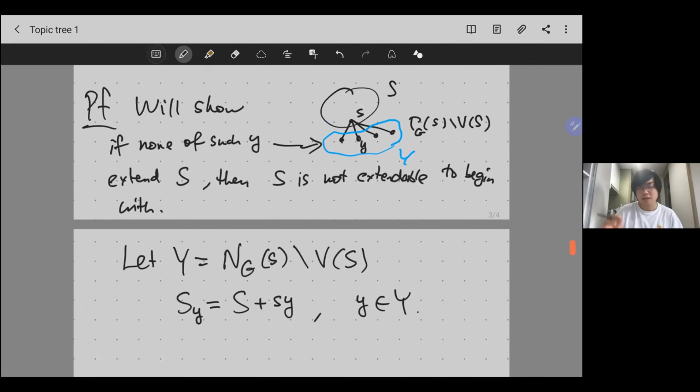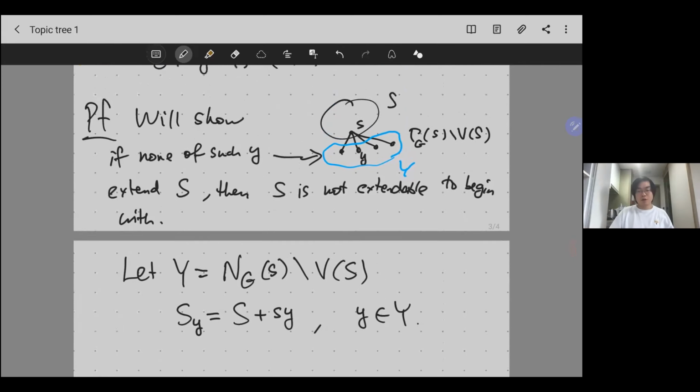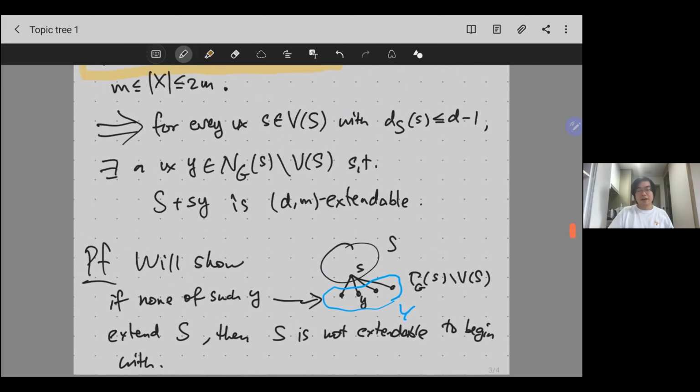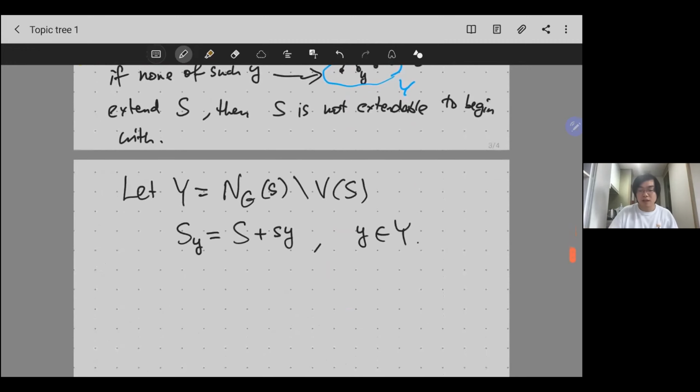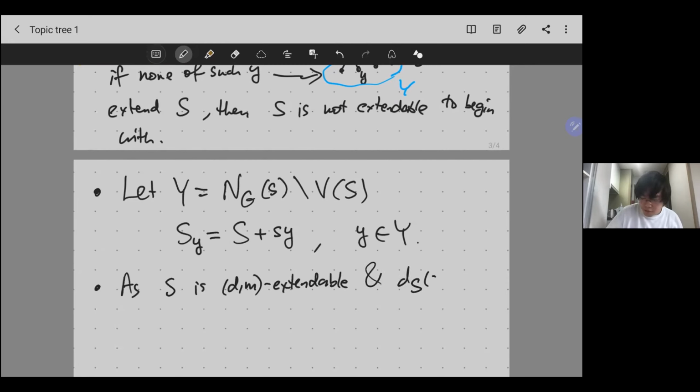First, I have to show that Y, capital Y, is non-empty. What if you have nothing sticking out? That's a problem. So this is where we use the fact that the degree of s is at most d minus 1. So let's first prove that Y is a well-defined, non-empty set. Y is non-empty as S is d-m extendable, and the degree of s in our partial embedding is at most d minus 1.